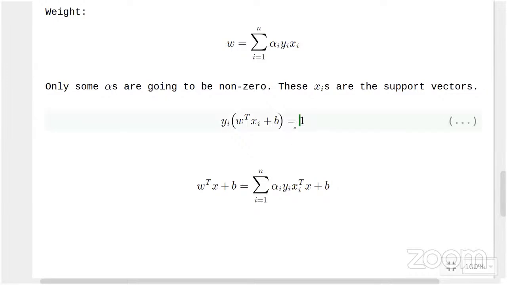For all the other vectors, it is greater than or equal to 1, right? Sorry, greater than. For anything which is not a support vector, it is greater than 1. For a support vector, it is equal to 1. Okay, so that is hard margin.